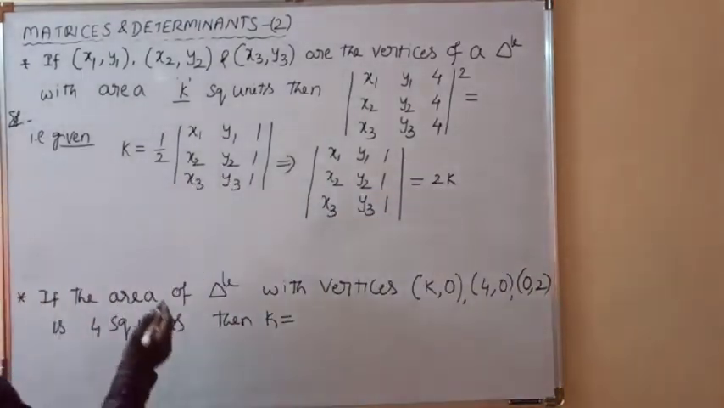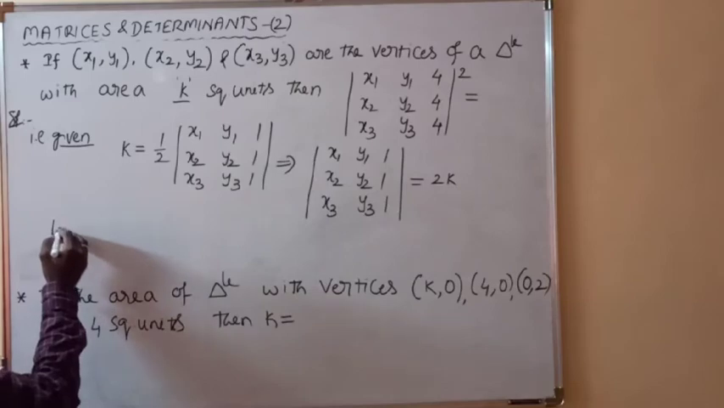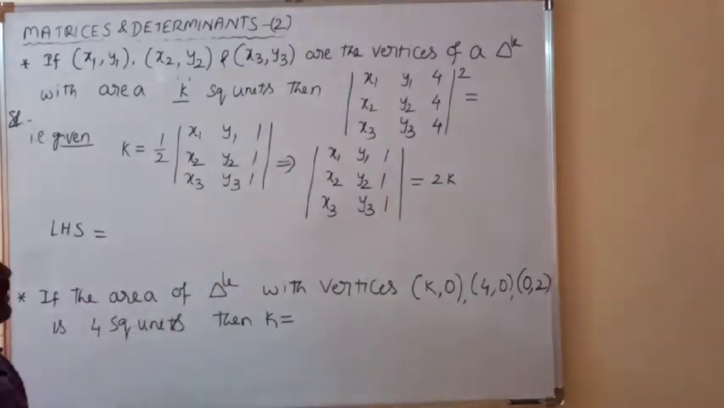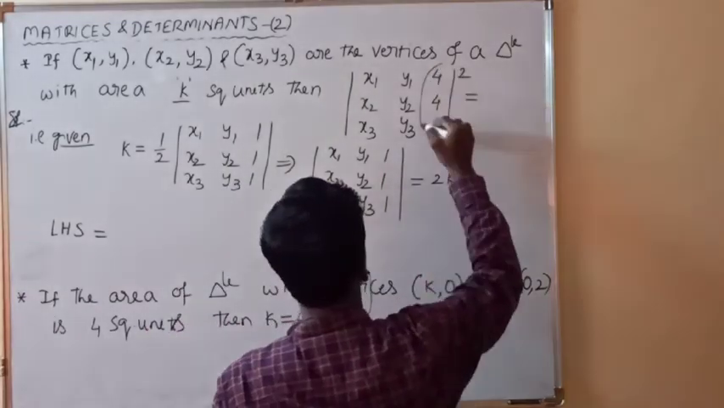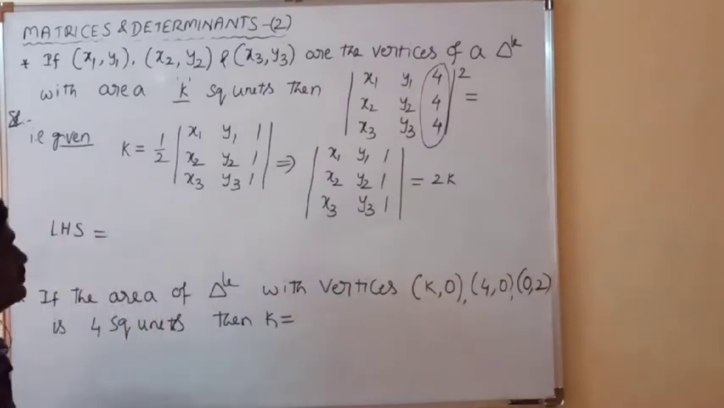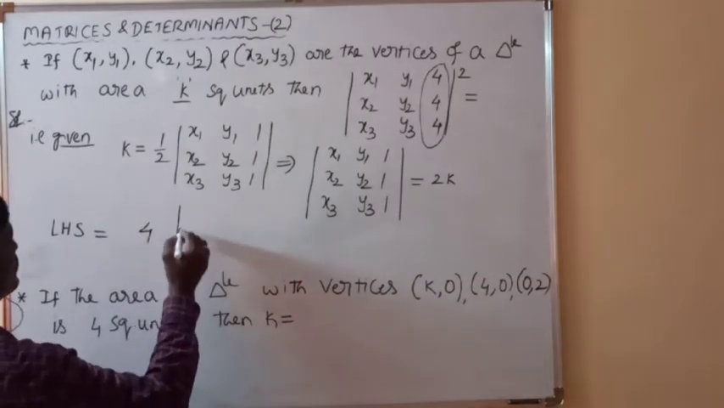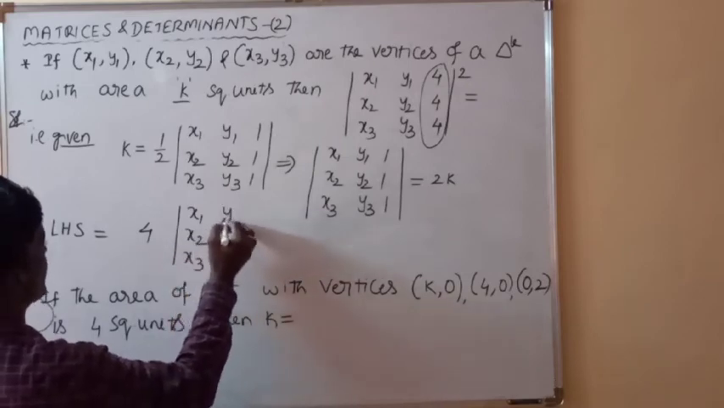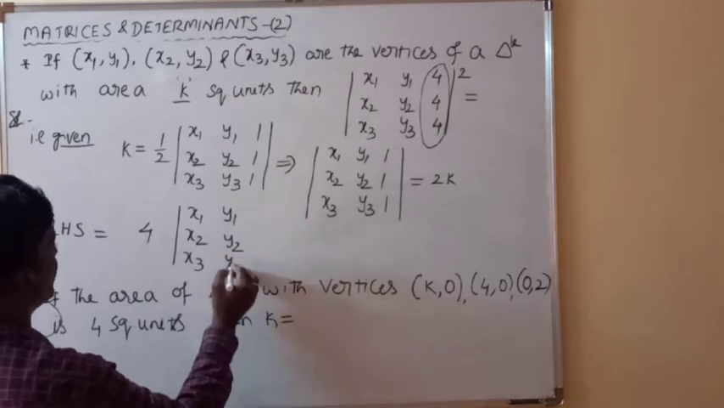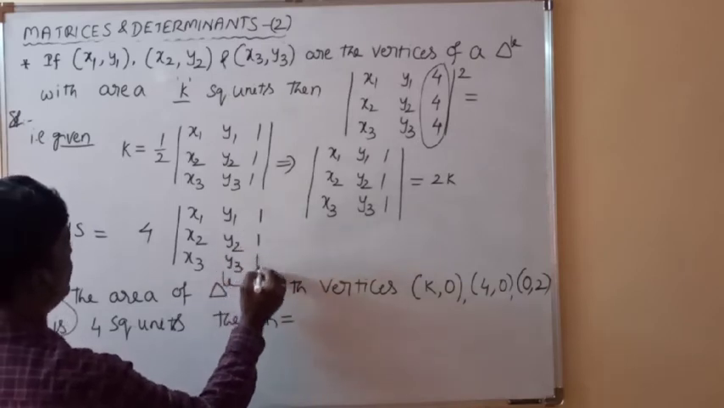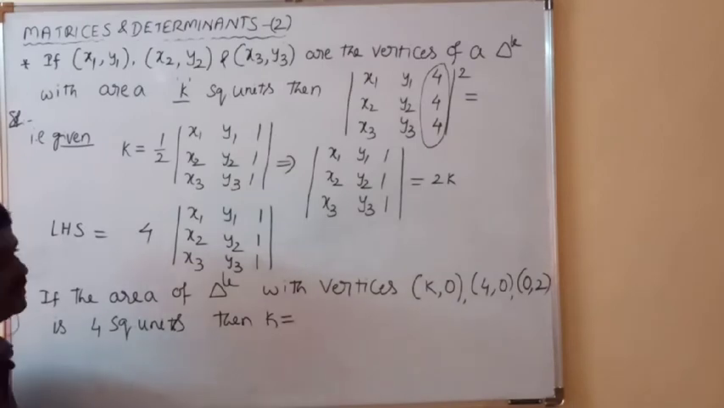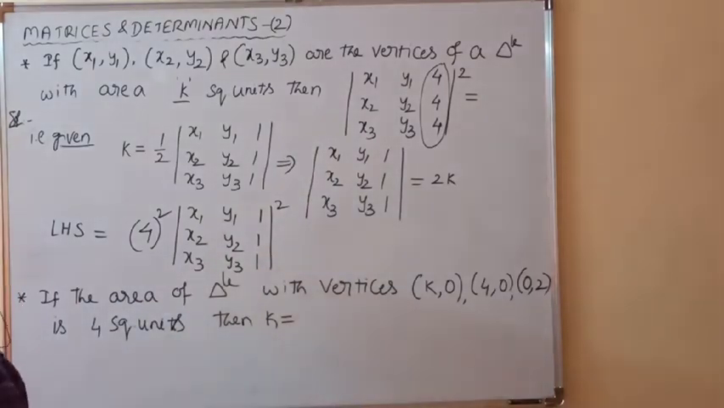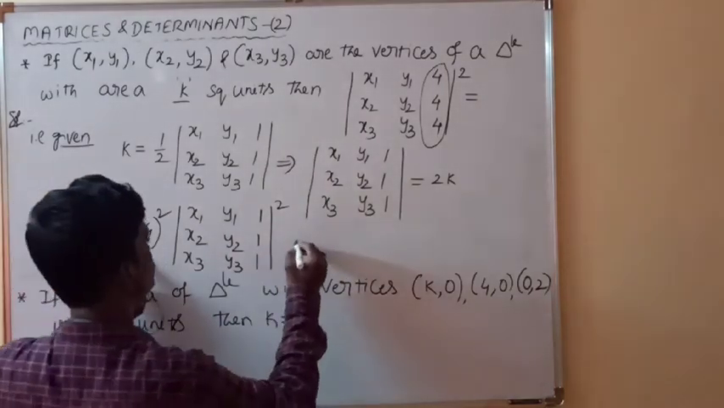Now the question problem is equal to, here if you observe in the third column, what can you take common? 4 is common. So if you take 4 common, what you will get? x1, x2, x3 is the first column, second column y1, y2, y3, third column 1, 1, 1. Correct? So now here it is squared, here also you will get 4 squared.